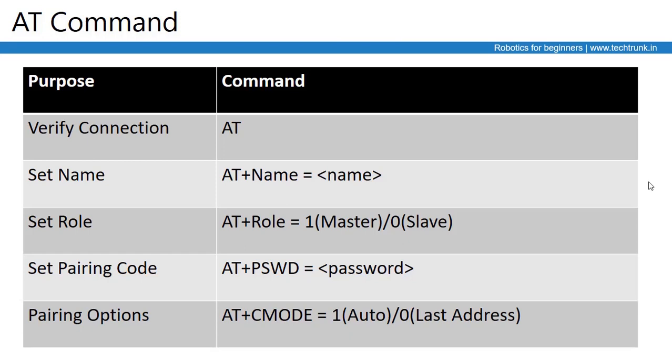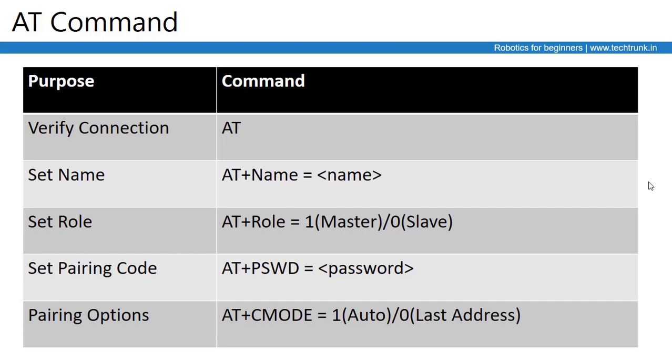The default password for connecting or pairing the S05 module when you buy a new fresh module is 1234. The default password is either 1234 or 0000. In case you want to change the pairing password, you can use the command AT+PSWD, all in capitals, equal to the password of the module, which will be used later to pair this module with your smartphone or with any other master device.